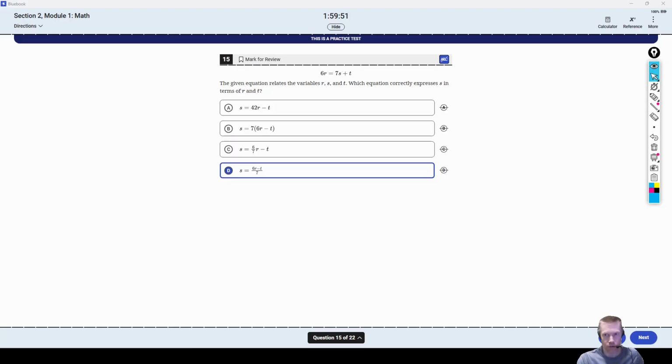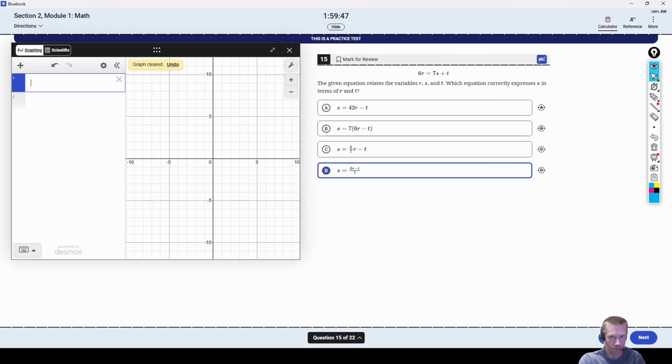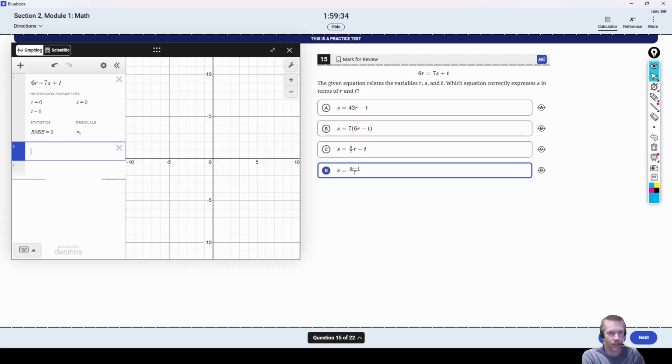Now, let me show you how you could solve this entire thing, and this will solve any formula in Desmos. We're going to type the original formula as a regression statement, okay? So we're going to type exactly what we see, but replace the equal sign with a tilde. Now, notice it's making everything 0. That's not what we want, because then all of the answer choices are going to be the same.